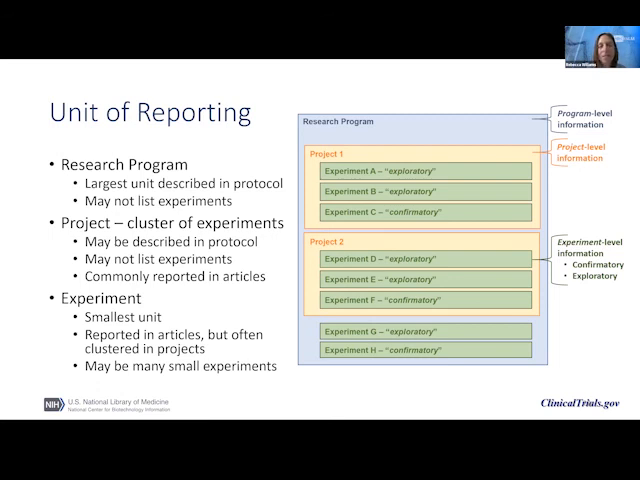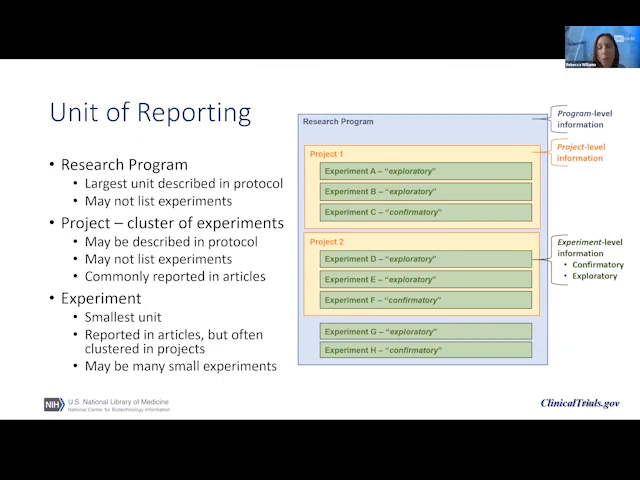And it may not necessarily list individual experiments, but would instead list what might be the overall objectives of the research program itself. Then within a research program, you may have projects, or experiments, or both projects and experiments, where a project is really sort of a cluster of experiments. And again, from what we observe, these may or may not be described in the protocol, and the individual experiments may or may not currently be described in the protocol, but would be commonly reported in articles.